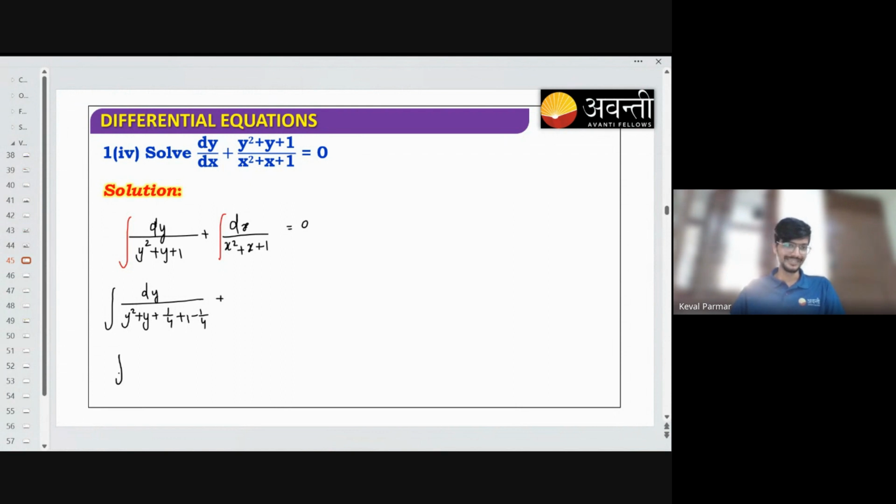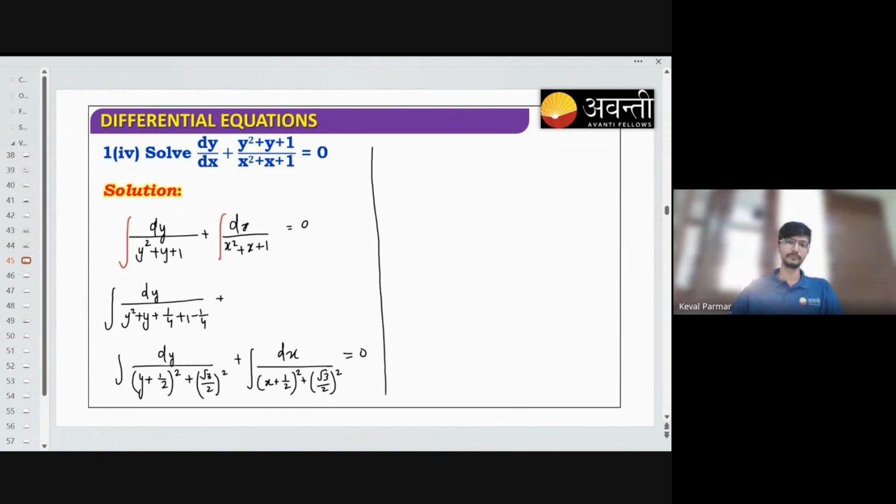So here I'll get the integration of dy upon y plus half the whole square plus root 3 by 2 the whole square. I hope you got it. And here, same, I'll get the integration of dx over x plus half the whole square plus root 3 by 2 the whole square equals 0.